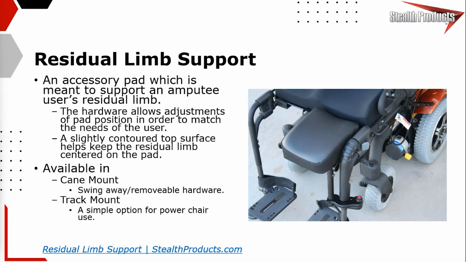On the residual limb supports, this is really designed to provide that support and comfort for below the knee amputees by preventing those contractures, reducing edema, just kind of giving overall patient comfort, right? The hardware is simple to adjust. It allows the pad to be angled and re-angled in a couple of planes here to meet that user's functional needs at any given time. We also have a slightly contoured top edge here to help keep that limb centered.